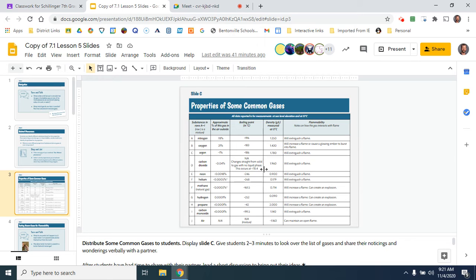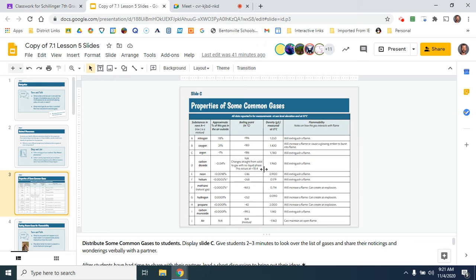Its density is 1.2. Excuse me, it's less dense than oxygen, 1.2. And it will extinguish a fire. It will cause a fire to go out. Oxygen, 21% in our atmosphere, minus 183. It will cause a flame to increase, cause glowing embers to burst into flame. Argon will extinguish a flame. Again, its boiling point, minus 186 degrees.